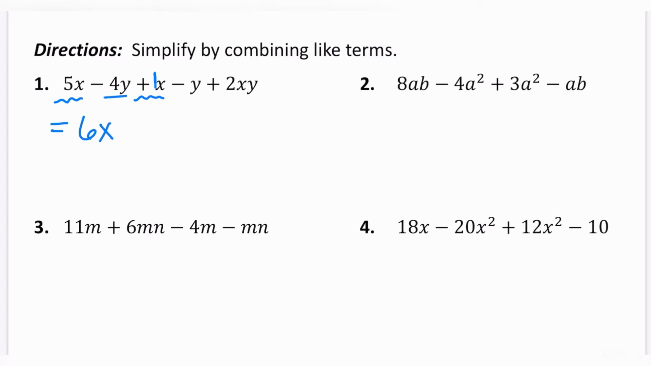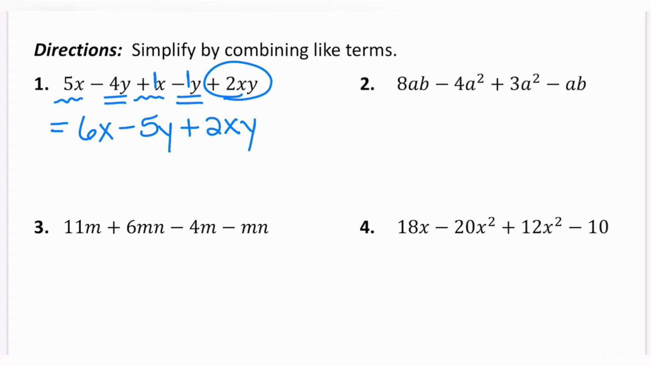Then I have negative 4y, negative y. Again, when I don't have a coefficient, the coefficient is 1. A negative 4 and a negative 1 is negative 5y. And then the only one that I haven't combined yet is 2xy, which is different than the other two that we have, 6x and negative 5y. So I just bring it down, plus 2xy. Go ahead and do number 2 by yourself. Pause the video.